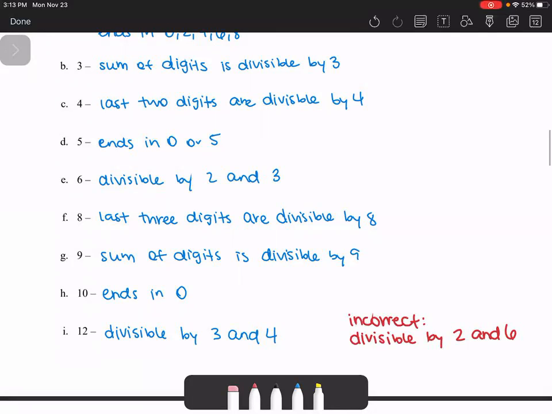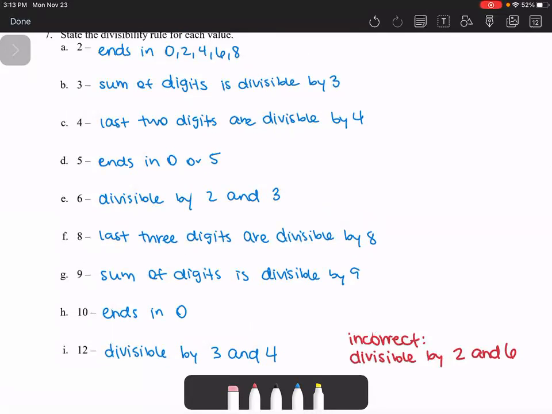So these are the divisibility rules. You should know all of these. I don't think that I would ask you to create one, as we have seen that you can do, but you should know the divisibility rules for 2 through 12. Are there any questions on divisibility rules?